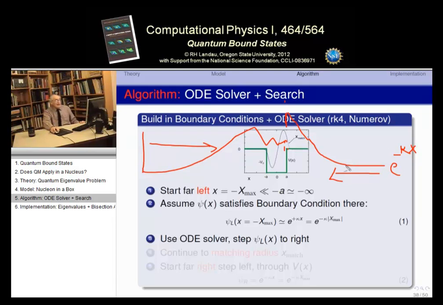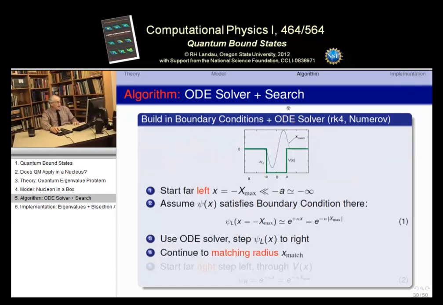So two steps. One, we integrate in on the left, so we're integrating in on a growing function. Then we integrate from the left to the right. Then on the right, we integrate to the left, so we're integrating in on a growing function. Then we match the two. If you don't do the matching, the precision is unreliable. Simple as that.